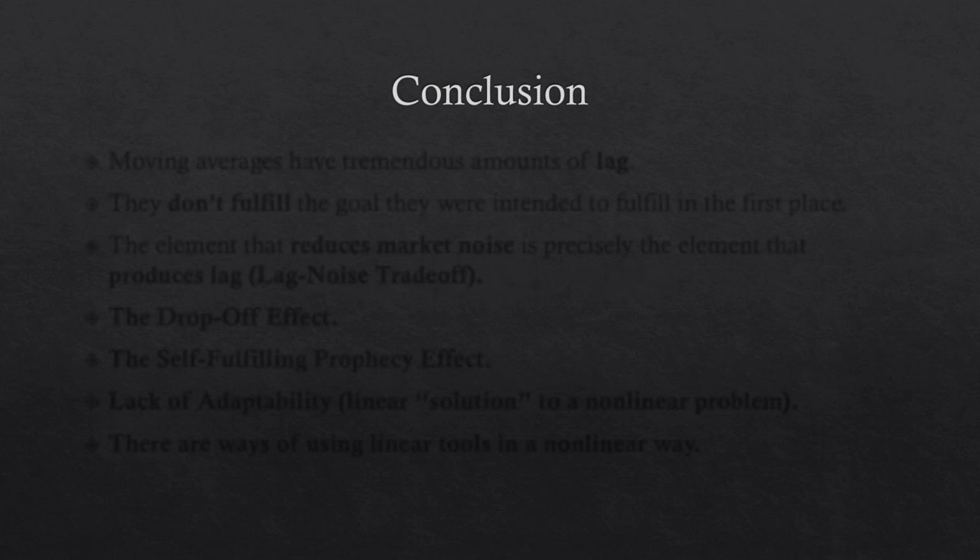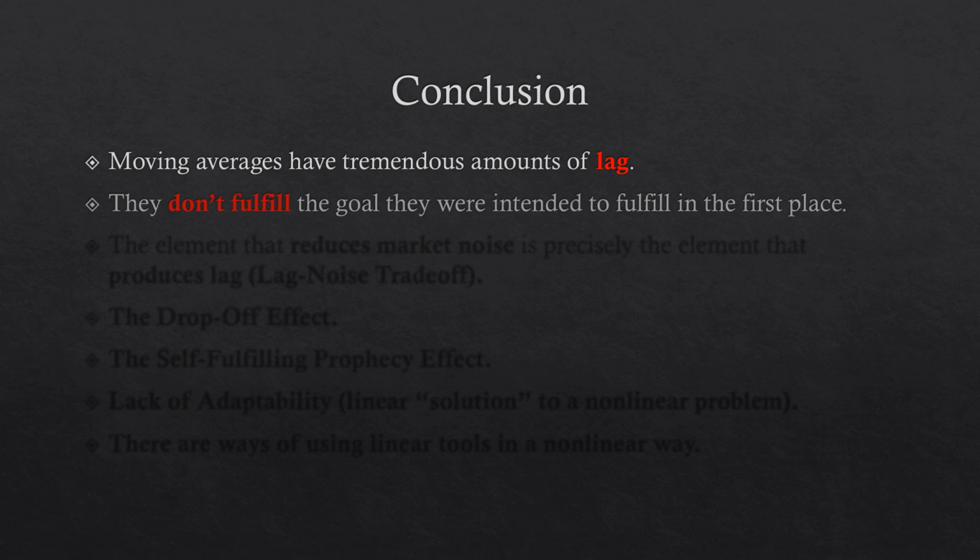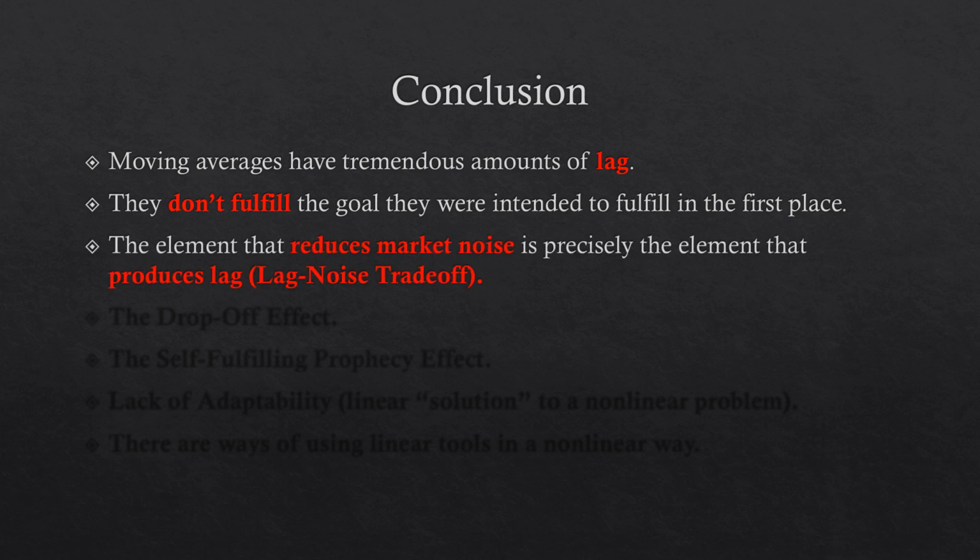Moving averages are technical indicators that have many flaws. They have tremendous amounts of lag, and they don't fulfill the purpose they were meant to fulfill in the first place, which is to show the underlying market direction without distracting market noise in a timely manner. The element that produces bad timing in moving averages is precisely the element that smooths out the noise. This unfortunate property is the lag noise trade-off, which we covered in the course.